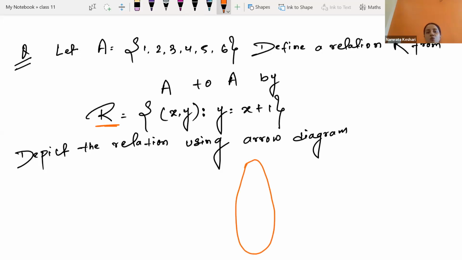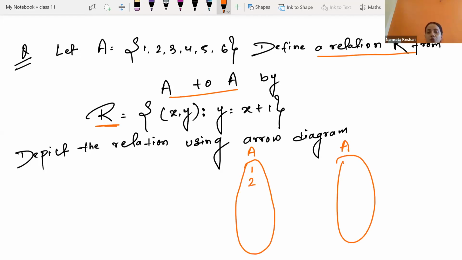We represent it by using an arrow diagram. Since the relation is defined from A to A, first we'll be taking A, here also we'll be taking A. A has 1, 2, 3, 4, 5, 6, and the other A also will contain 1, 2, 3, 4, 5, 6. Now the arrows we need to draw according to the given condition.